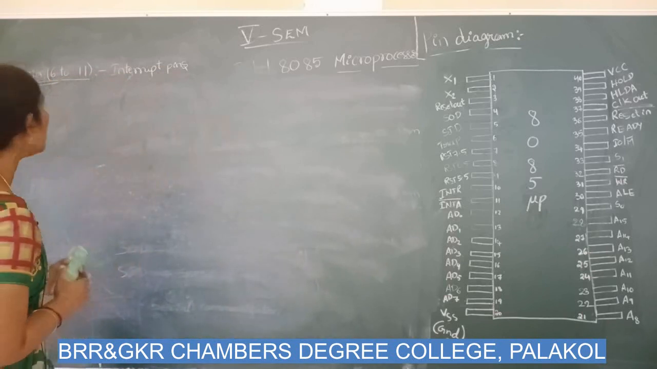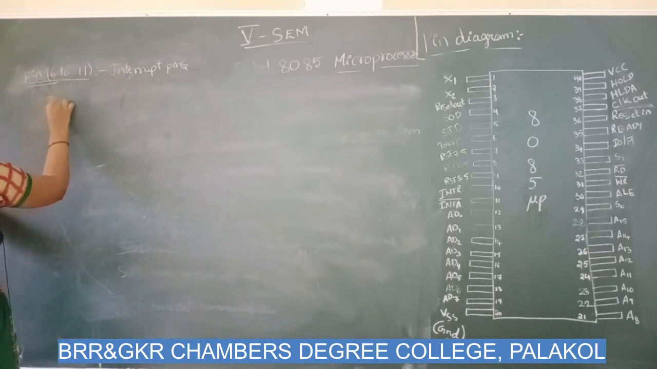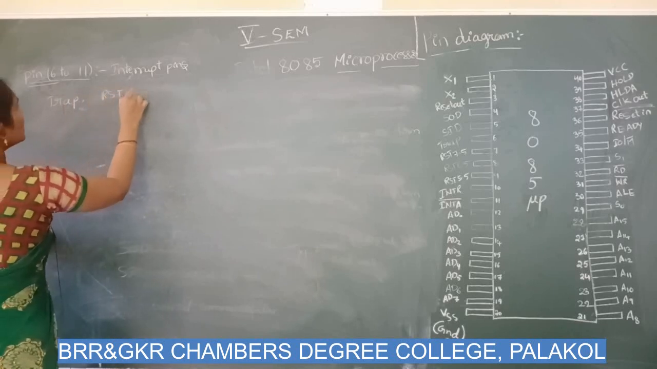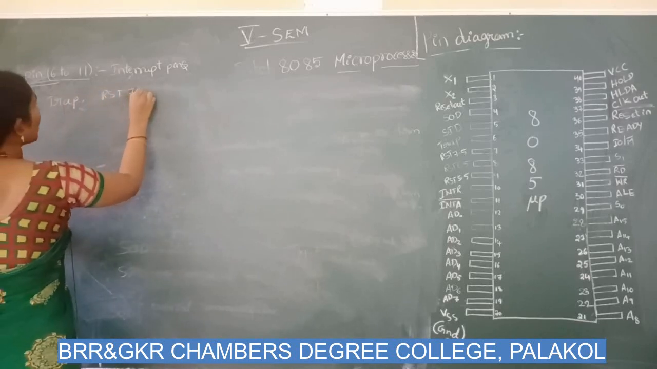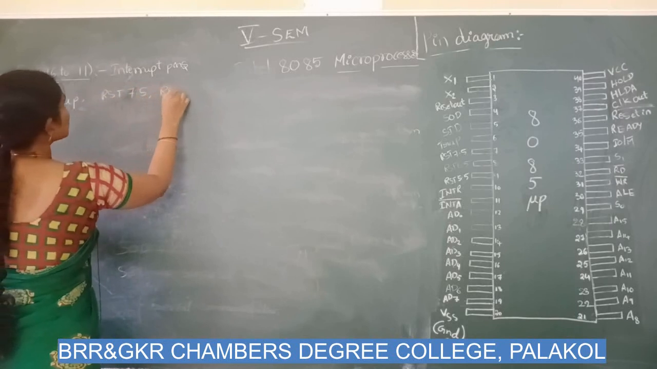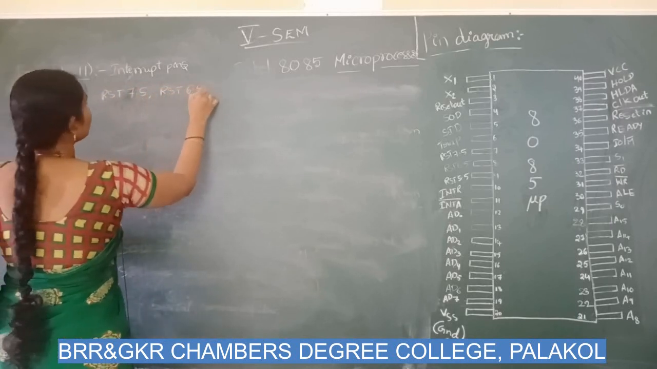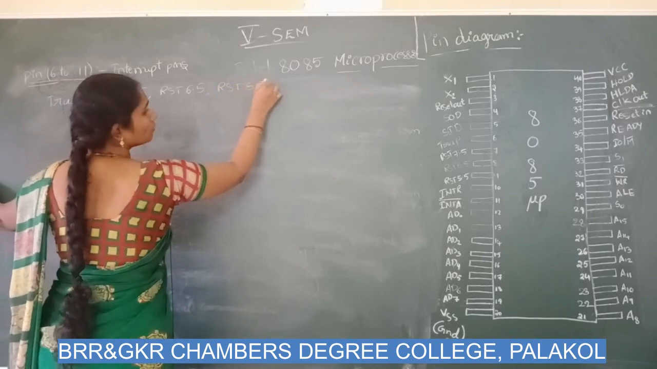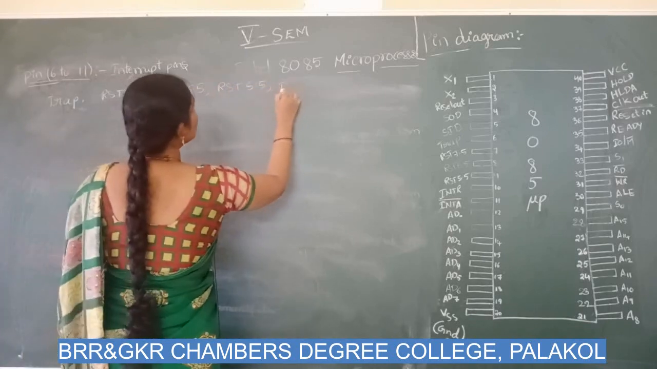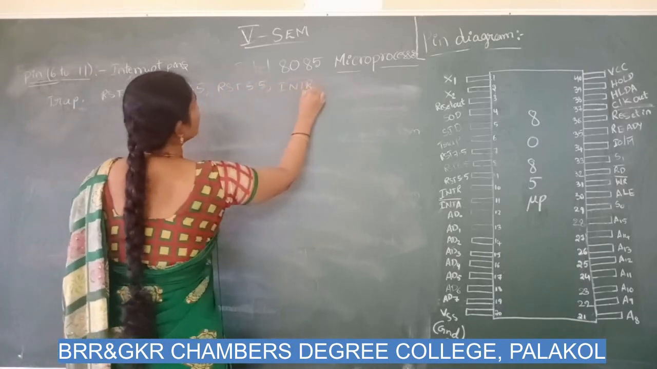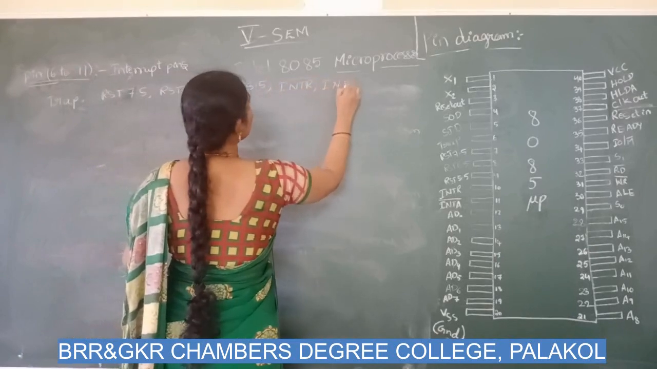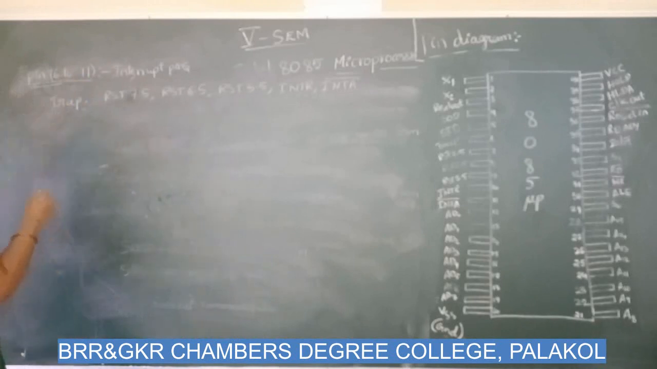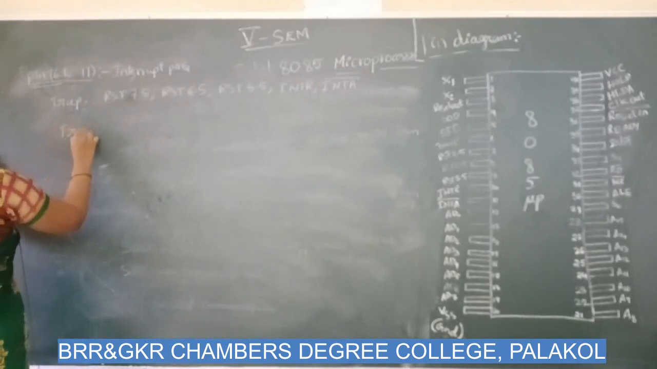These are TRAP, RST 7.5, RST 6.5, RST 5.5, then INTR, and then INTA bar. The first one is TRAP.